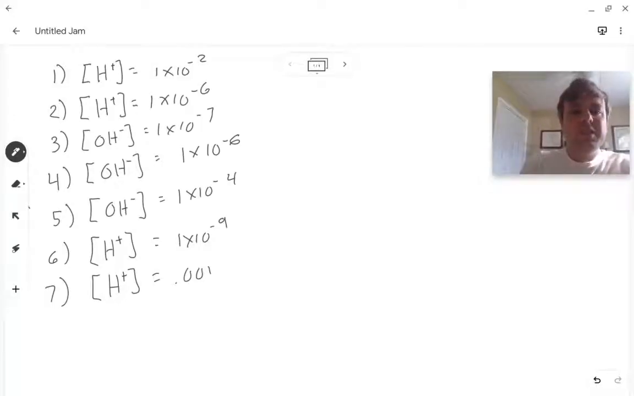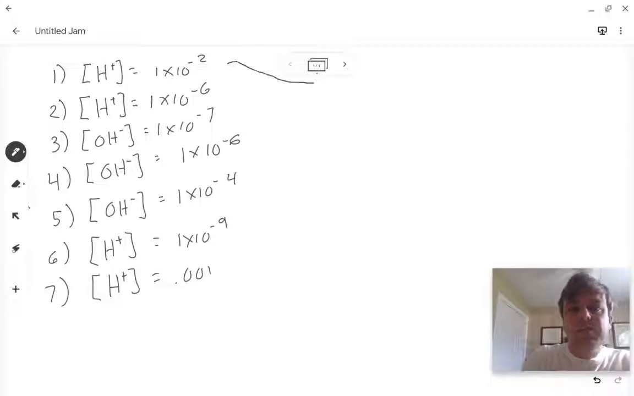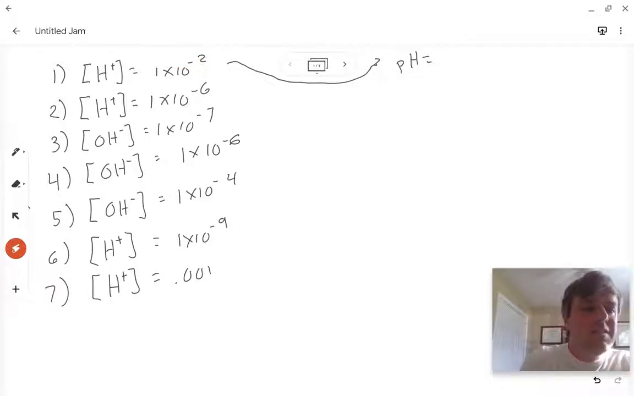So for this first one, if your H plus concentration is 1 times 10 to the negative second, I'm going to have to write the answer to number 1 over here. Your pH equals the negative log of 1 times 10 to the negative 2. Now, the log of 1 times 10 to the negative 2 is just negative 2. That's all you do. If it's 1 times 10 to the something, when you take the log of it, you just take the exponent. If we take the negative log, we take the negative exponent. And negative 2 is just 2.